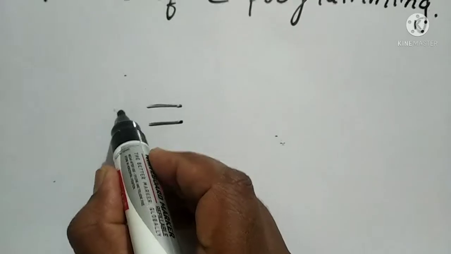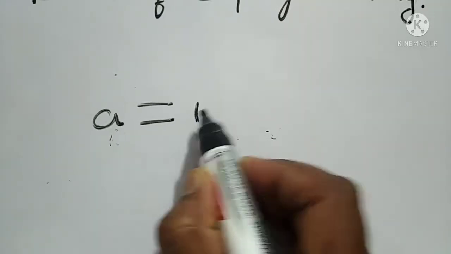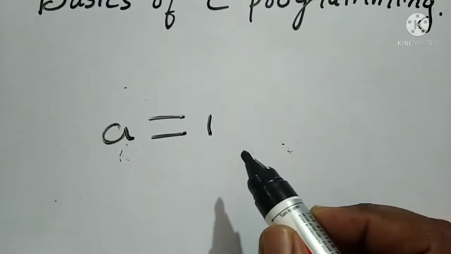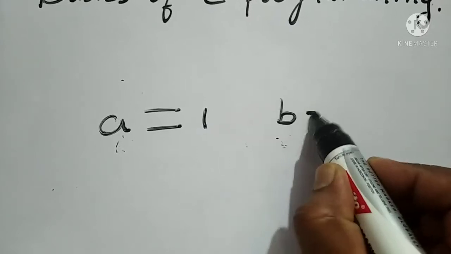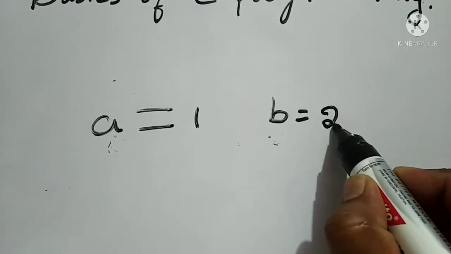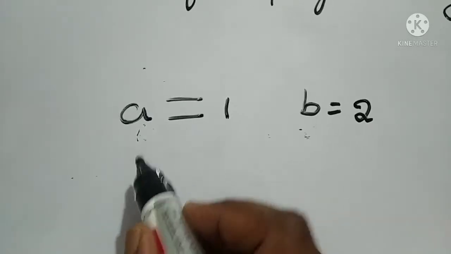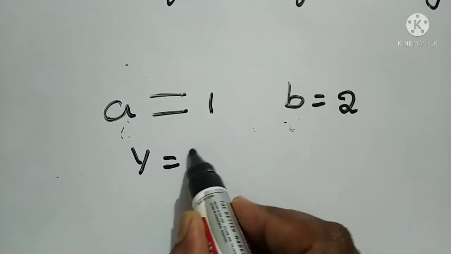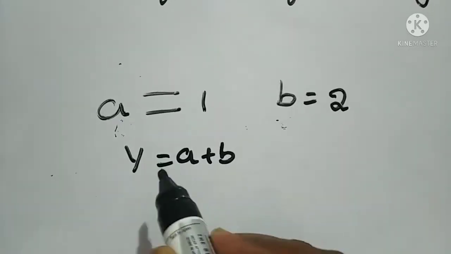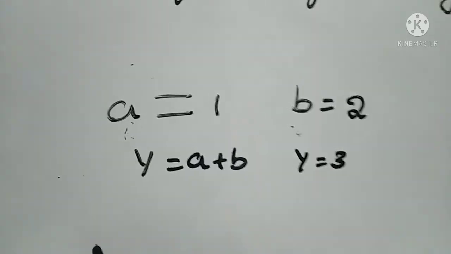If I take a variable, for example, a = 1, I have assigned a variable called a equal to 1. I have assigned another variable b = 2. Then if I assign y = a + b, can you tell me what the answer is? The answer is y = 3, right?